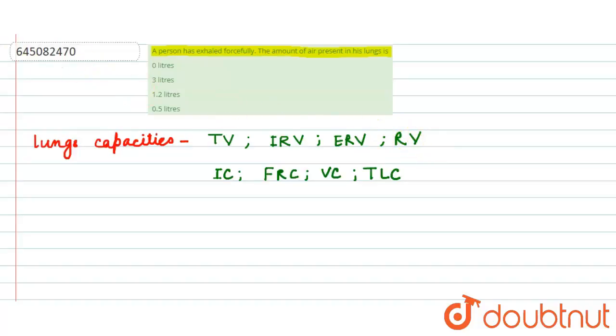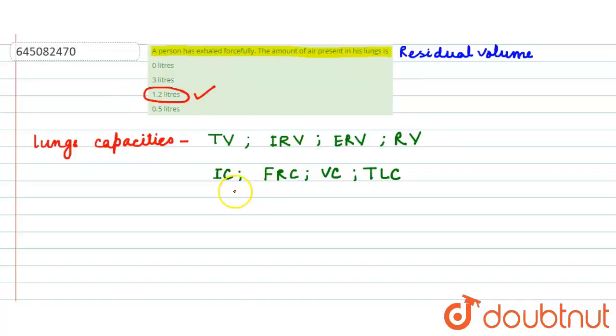So the same was asked to you in the question. So we got the answer that residual volume is the one we were looking for. Now talking about the quantity, we can say that the average residual volume in healthy males is about 1.2 liters, whereas in females it is slightly less, that is 1.1 liter. Eventually we can say that option 3 is the correct option, that says 1.2 liter.